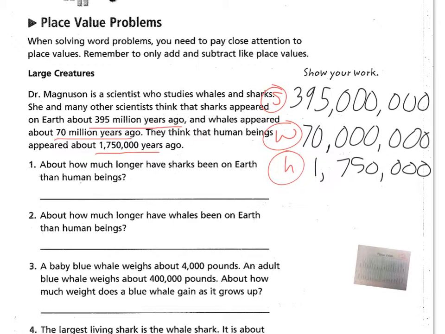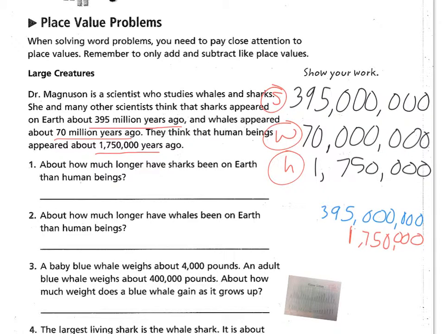So I'm comparing them. They want to know how much longer is 395 million than humans, so I would set up a subtraction problem. 395 million minus 1,750,000. And I would have to write that vertically over here or maybe on another piece of paper and then subtract, remembering to line up the place values.